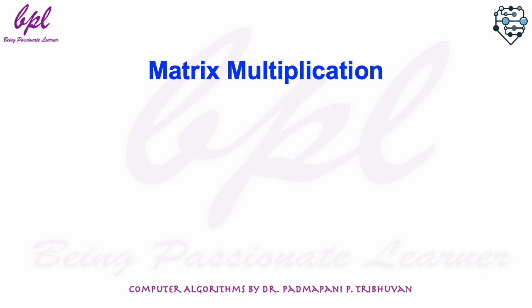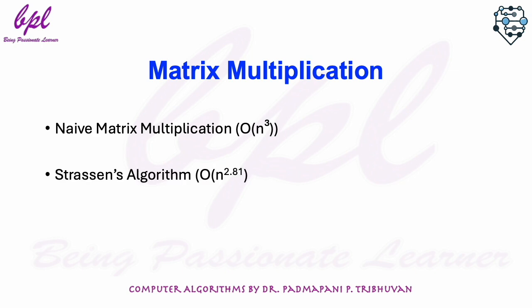Matrix multiplication. Naive matrix multiplication is the traditional approach where three nested loops result in a cubic complexity. Strassen's algorithm is an optimized algorithm that reduces the complexity, making large matrix multiplications more efficient.